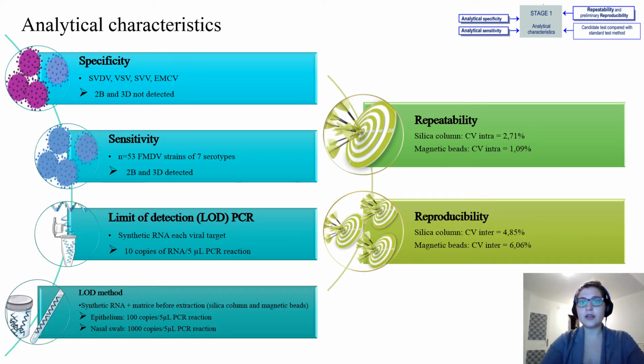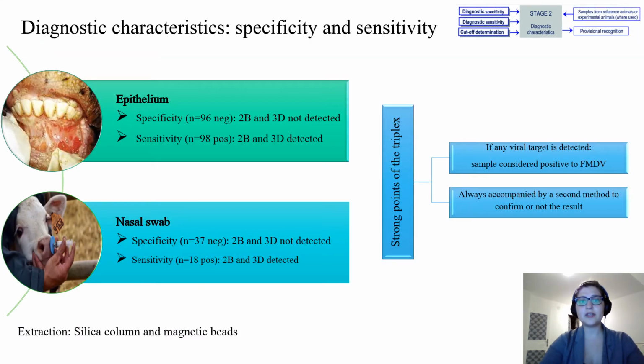Reproducibility is a measure of the agreement between results obtained in the repeatabilities. Similarly, the intersession coefficients of variation of the repeaters are about 5% and 6% respectively. The next step is to characterize the diagnostic parameters of our matrices.